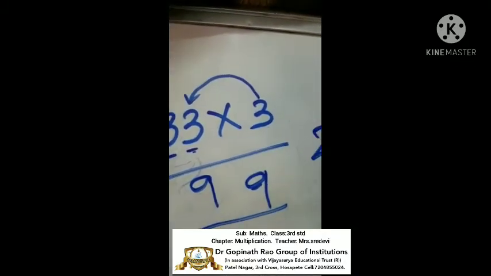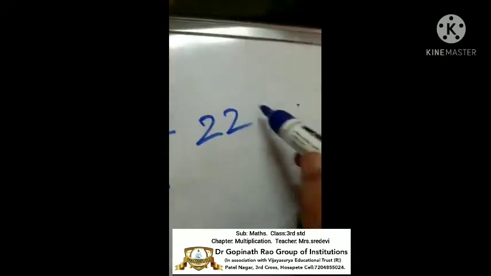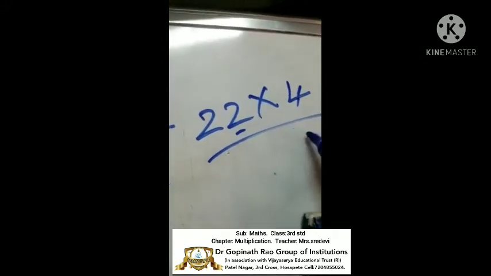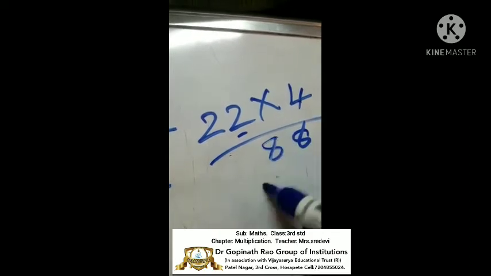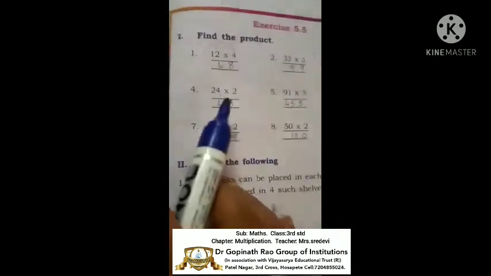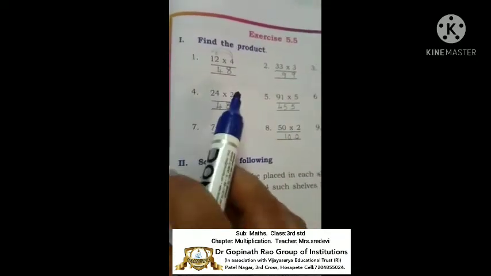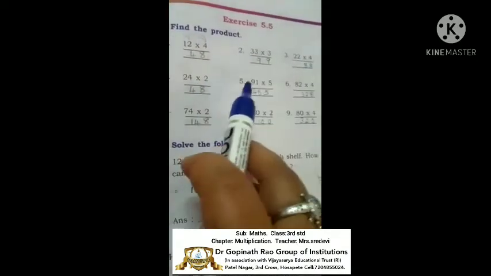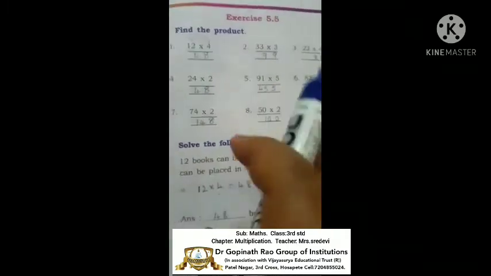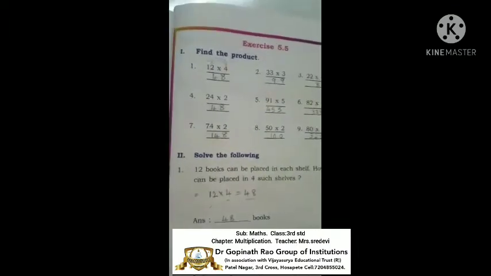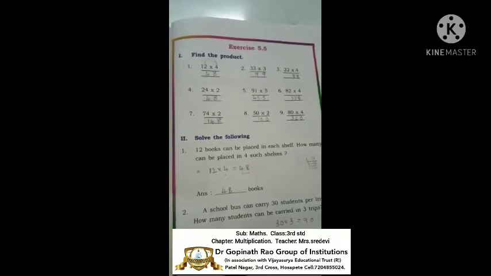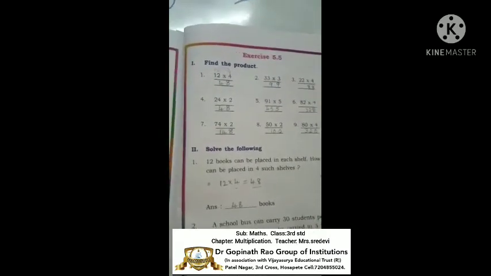What is the next one? 22 into 4. Always start first with the units place. 4 2s are 8, 4 2s are 8. So the answer is 88. In the same way here, 4 2s are 8, 2 2s are 4, 5 1s are 5, 5 9s are 45. We'll write directly here, 5 9s are 45. Next, 82 into 4. 2 4s are 8. 4 8s are 32.